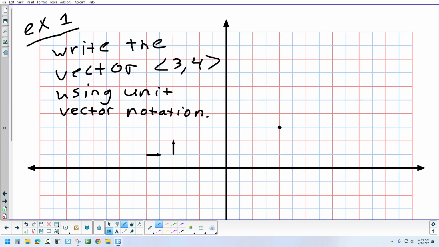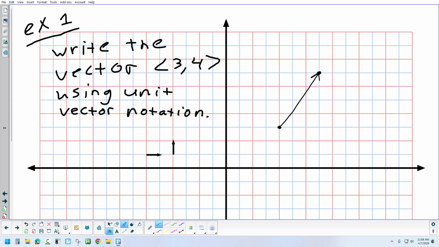And how many units am I going to go horizontally? Yep, 3. And which way? To the right. 3 to the right. And how many units vertically? So we got 3 to the right and it'll be 4 up. Okay. So we're going to go 3 to the right and 4 up. So that is a picture of the vector that we're going to build.